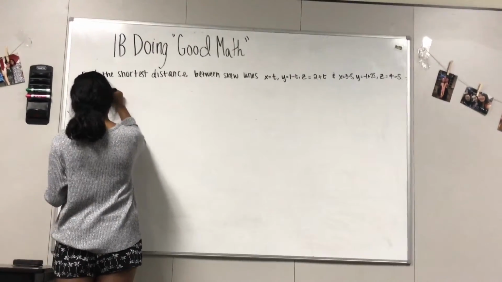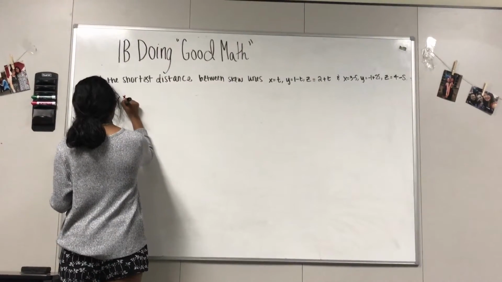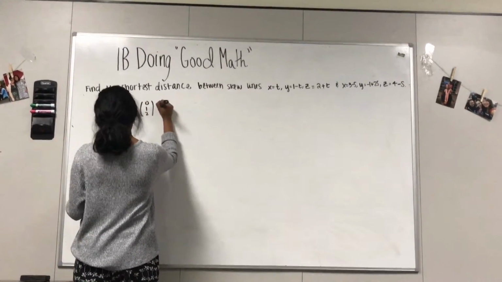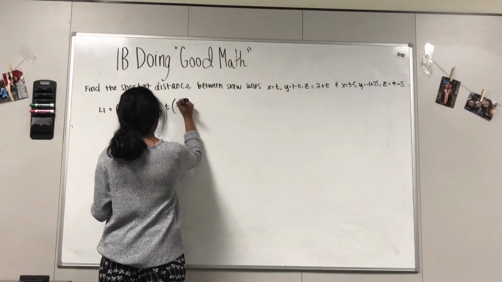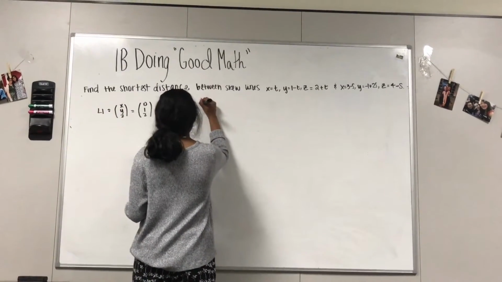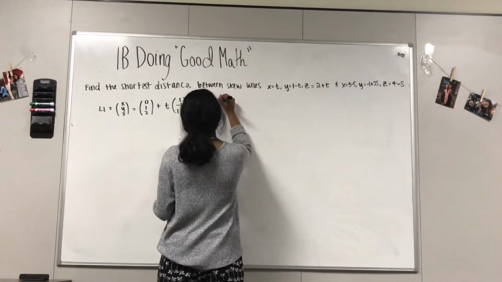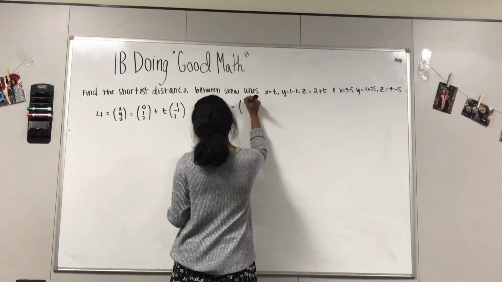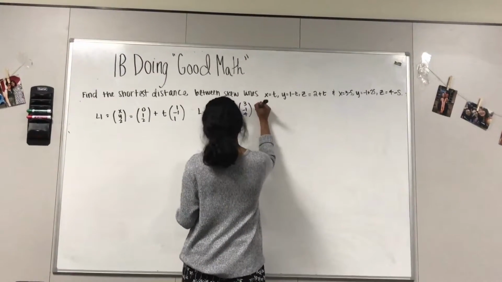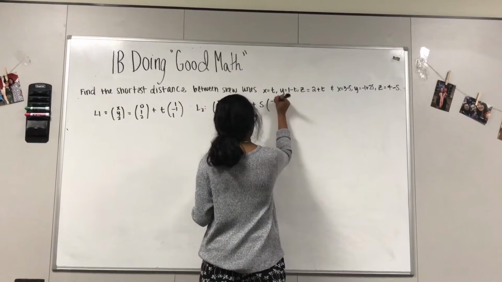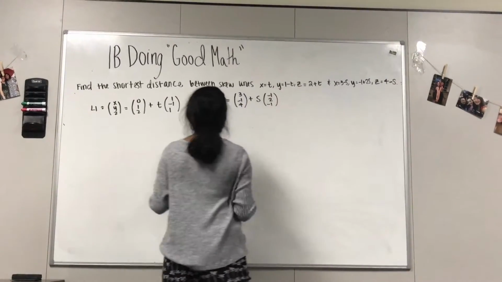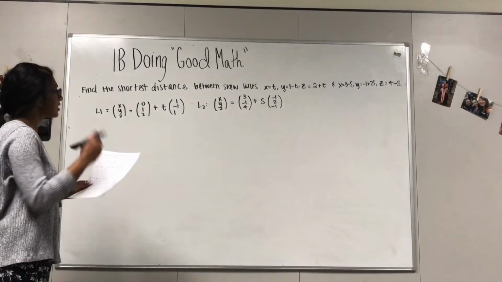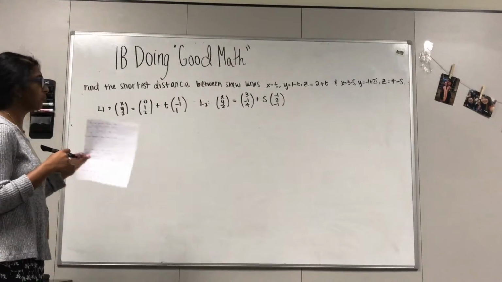So for line 1, x, y, z is equal to 0, 1, 2 plus t times 1, -1, 1. And then line 2 is x, y, z is equal to 3, -1, 4 plus s times -1, 2, -1. And then we have to find the cross product between the two directional vectors to find a vector perpendicular to both of those vectors.